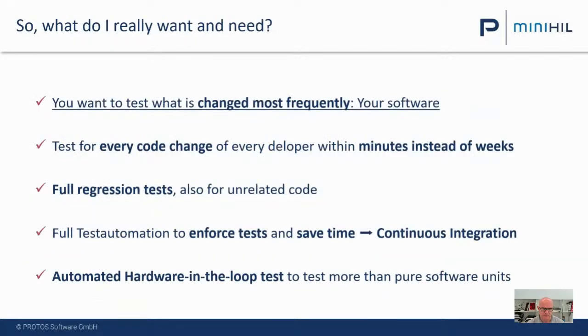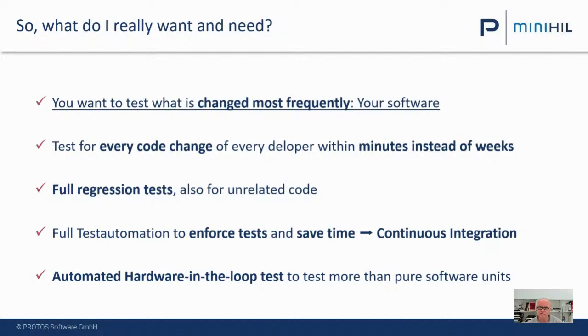continuous integration. So again, what do we really want and need? The most important thing here is we want to test what has changed most frequently, and that's your software. It's not the hardware. So hardware in the loop is not necessarily about testing hardware. You can use it to test hardware, but you don't need to test the hardware if you change it every 5 months or every couple of weeks or something like that.